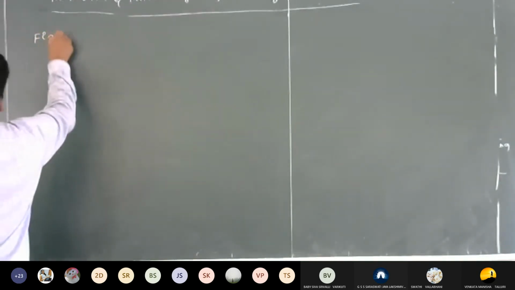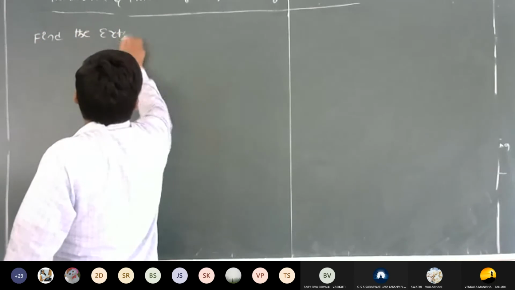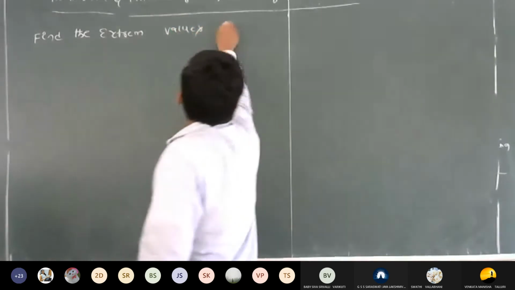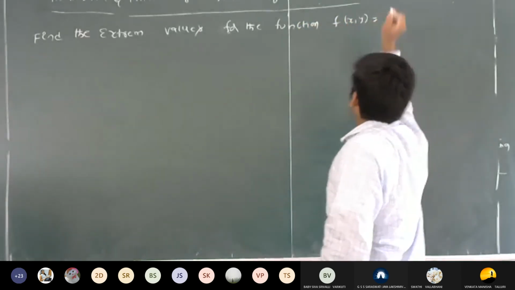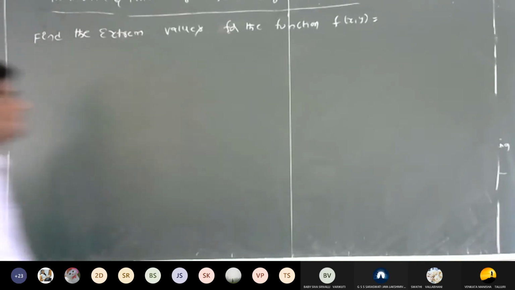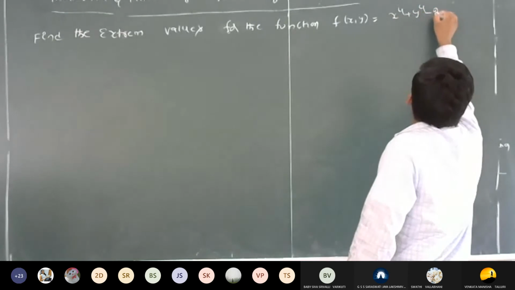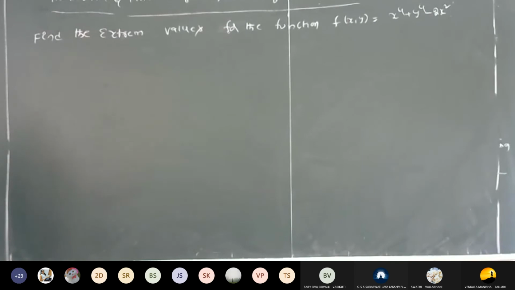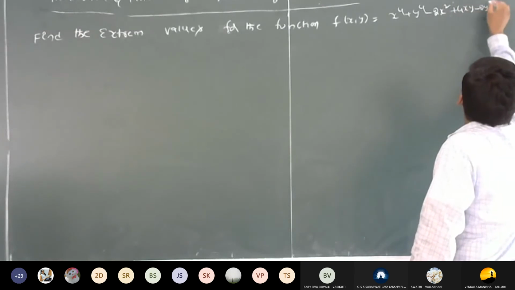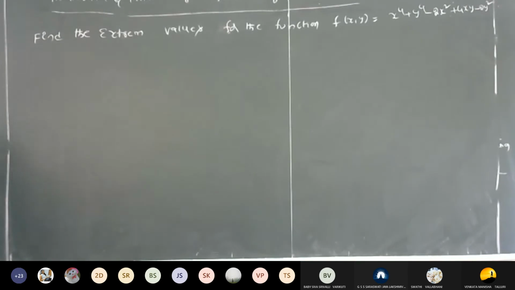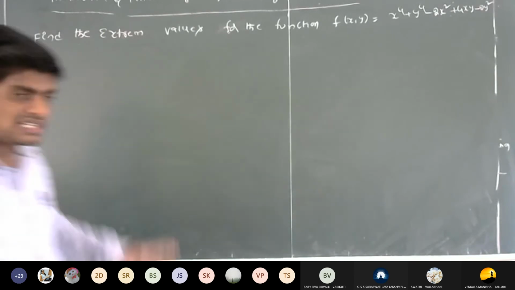Find the extreme values of the function f of x comma y is equal to x power 4 plus y power 4 minus 2x square plus 4xy minus 2y square. So is it clear, ma?